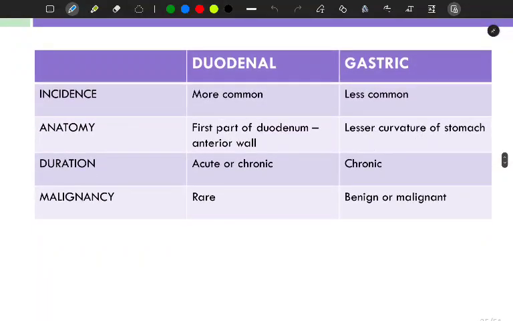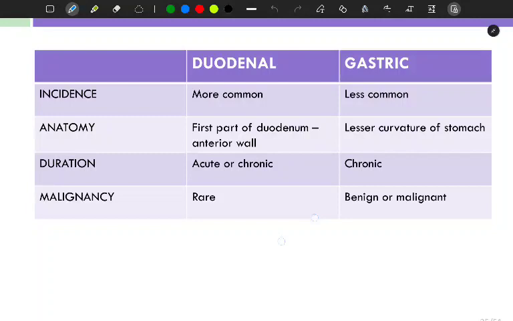Again, in incidence, one is more common, one less common. Anatomy: duodenal ulcers are in the first part of the duodenum, anterior wall. Gastric ulcers are at the lesser curvature of the stomach. Duration can be acute or chronic. Gastric ulcers are more often chronic because of the large surface area and the blood supply, so they often present late and chronically rather than acutely.